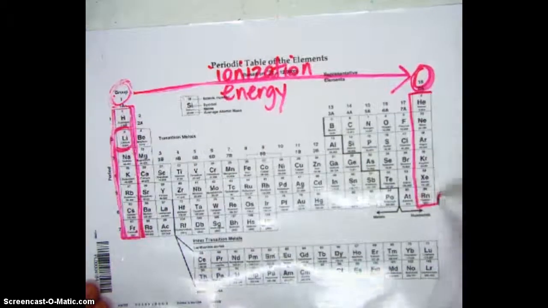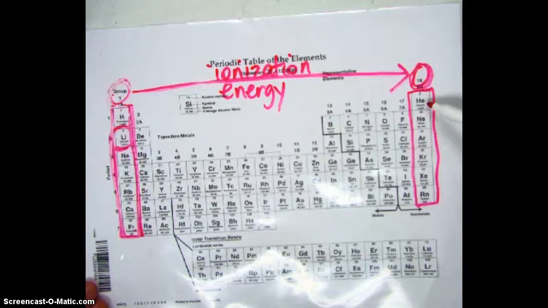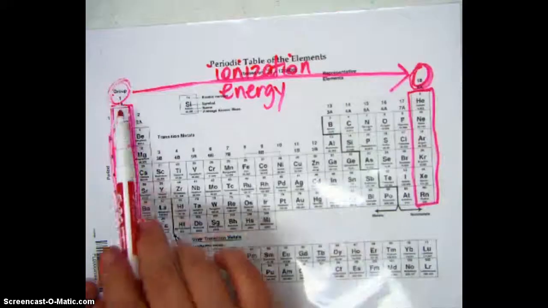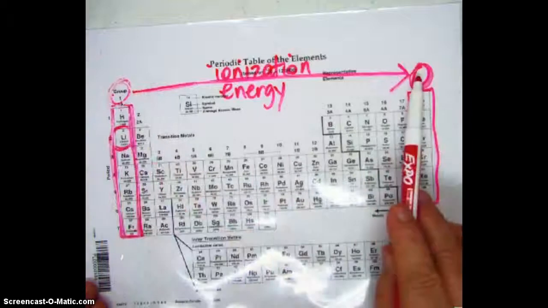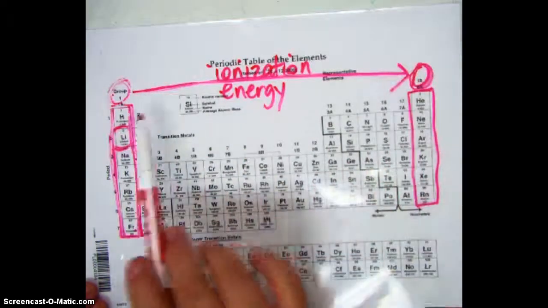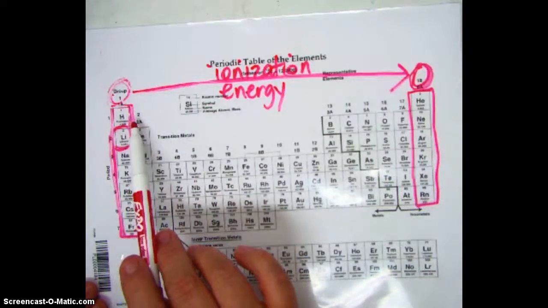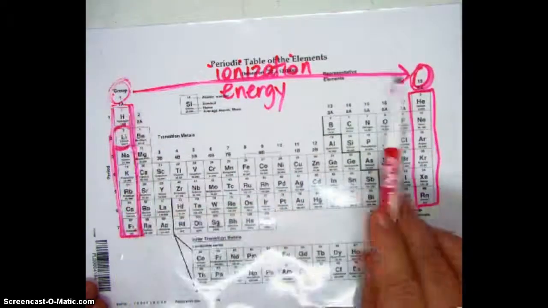These elements, which are, remember, called the noble gases, are trying to keep their electrons the way they are. Their valence shells are full and they're very, very happy. So as we go from left to right, the ionization energy increases. So the amount of energy required to remove an electron from the valence shell increases.